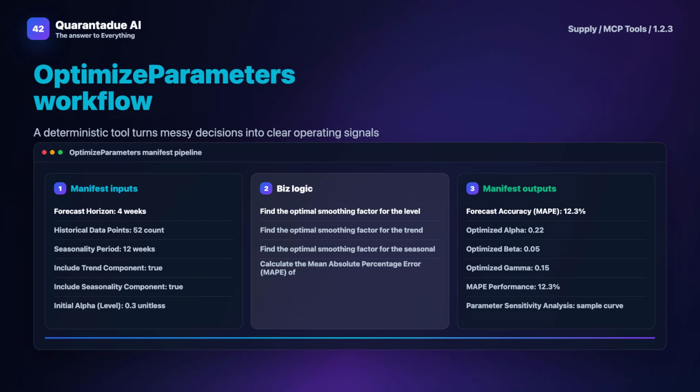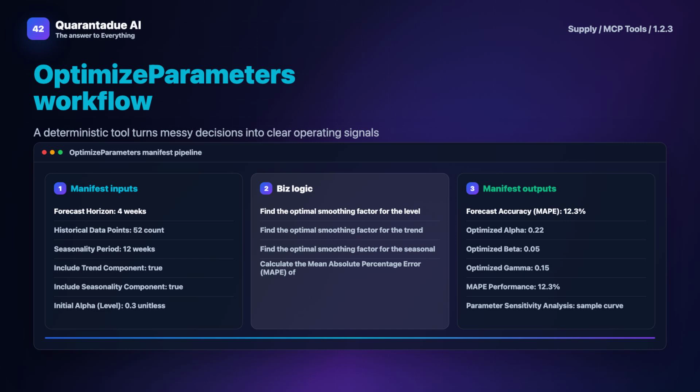Moving on to the software solution itself, OptimizeParameters is designed for seamless integration. It connects to your ERP, CRM, or any data source, ingesting historical demand, inventory levels, and contextual data like promotions or economic indicators. First, it establishes a baseline using your current parameters or default settings.